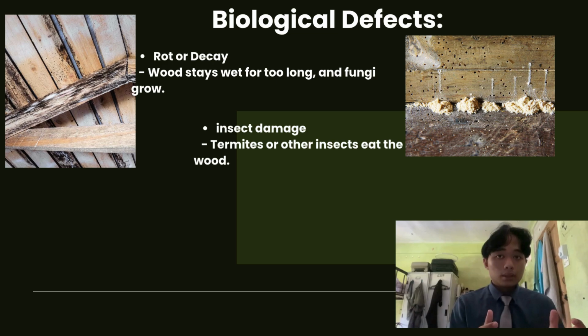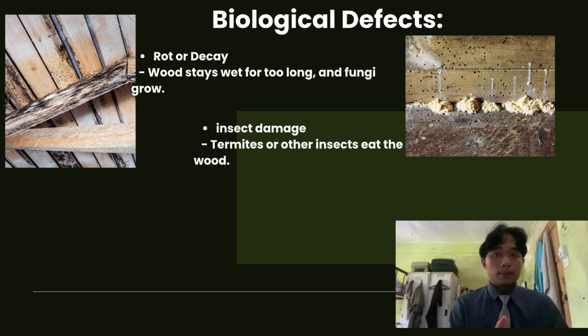Biological defect, rot or decay. It is caused when wood stays wet for too long and fungi grow. This may cause the wood to become soft, weak, and break easily.